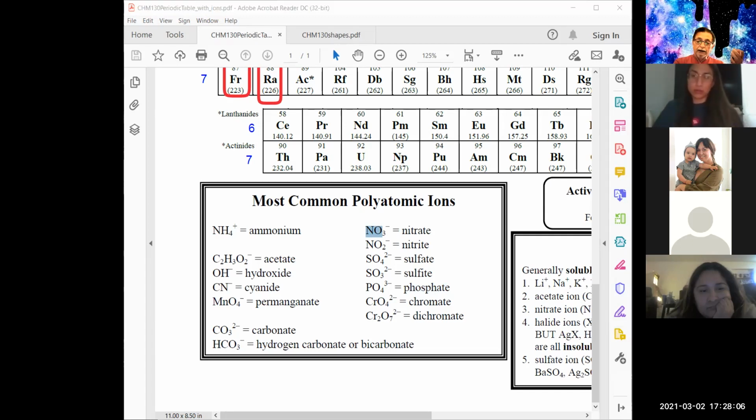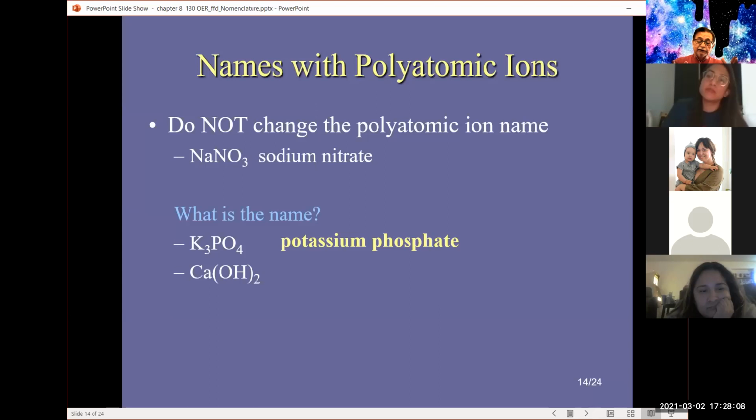Yeah, and that's like little tidbits here and there. It's not always 100%, but for Chem 130, probably 95%. All right. The other thing that gives you a hint that you got a polyatomic ion is a parenthesis somewhere in that formula. Because we just went through scenarios that if you're going to use more than one polyatomic ion, you use a parenthesis.